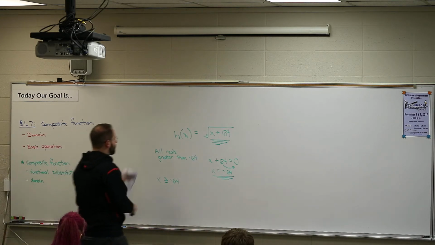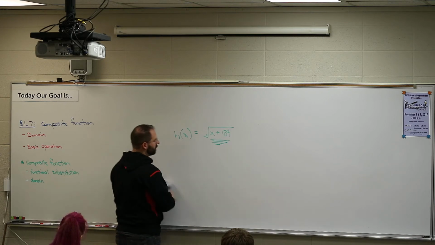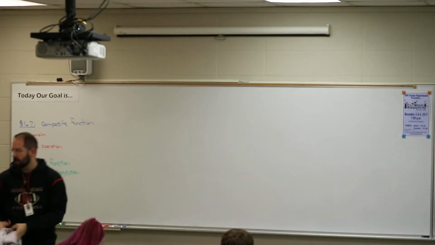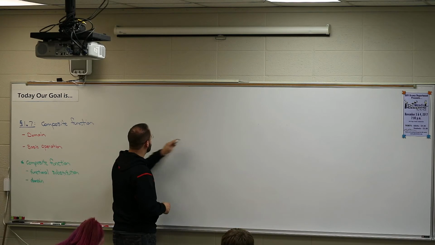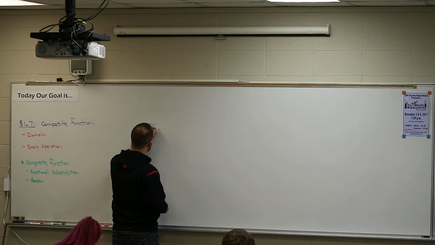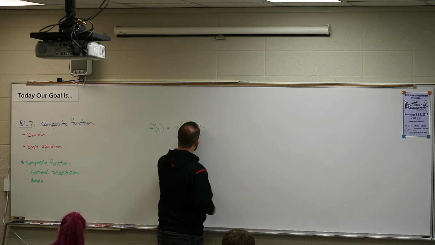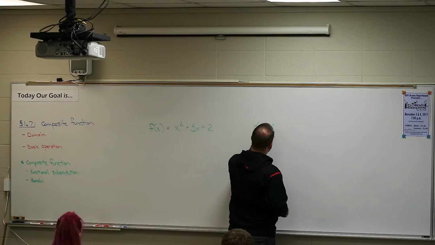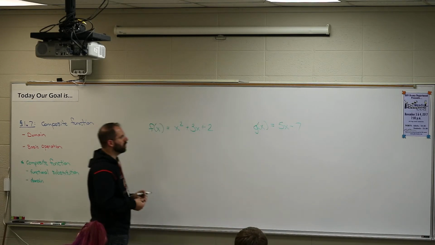Let's do notation of this stuff. Because obviously you're getting used to what functions are, and you already know how to find domain. We did that in the very first section. But how do you add functions? What does it look like? Let me give you a couple of functions here. Let's say f of x is x squared plus 3x plus 2, and g of x is 5x minus 7. Those are my two functions.